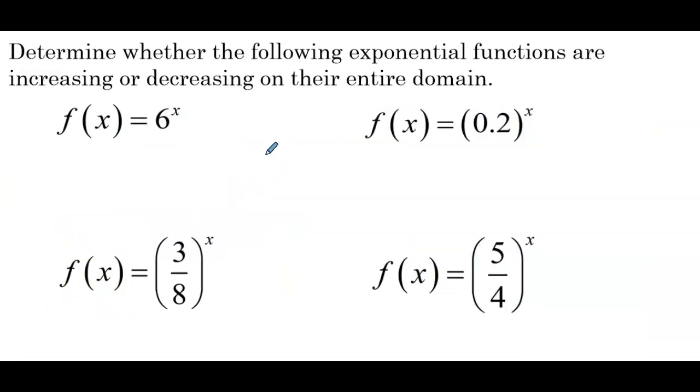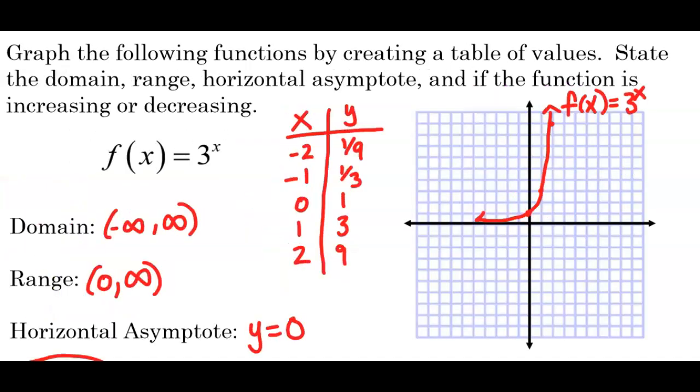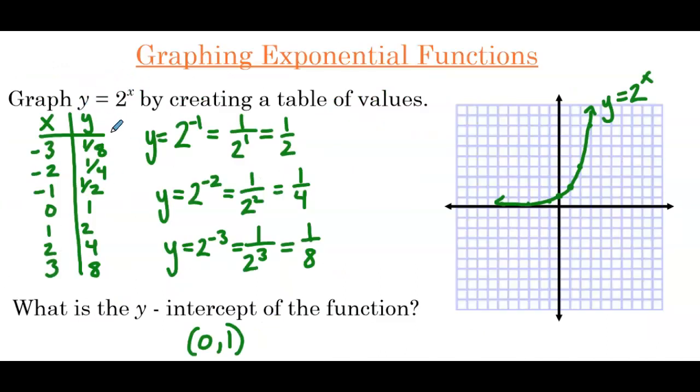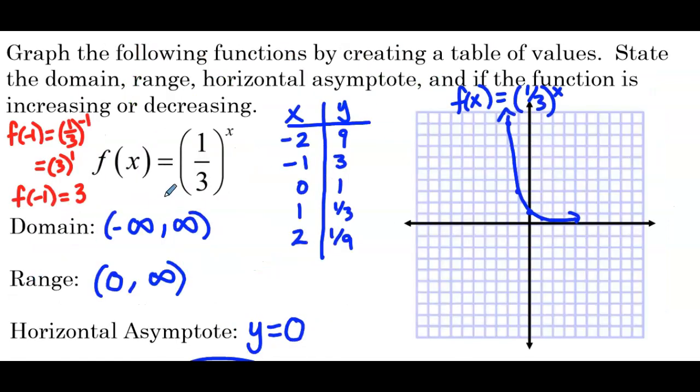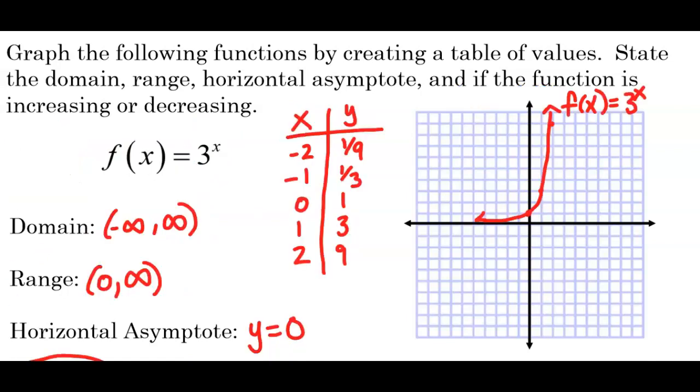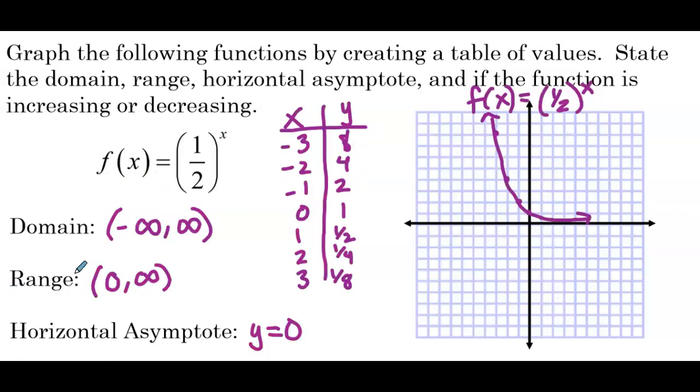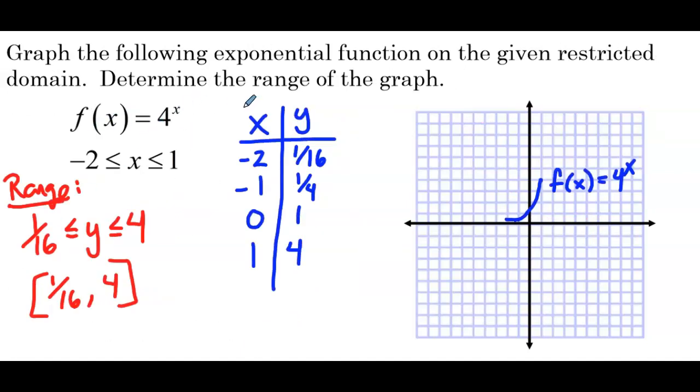Determine whether the following exponential functions are increasing or decreasing on their entire domain. Okay, well, in order to do that, let's go back through our examples so far. Okay, so y equals 2 to the x. The base was 2, increasing. f of x equals 1/3 to the x. The base was 1/3, decreasing. f of x equals 3 to the x. The base was 3, increasing. f of x equals 1/2 to the x. Base was 1/2, decreasing. f of x equals 4 to the x. I didn't even ask increasing, decreasing, but we can see it's increasing here. Base was 4, increasing.